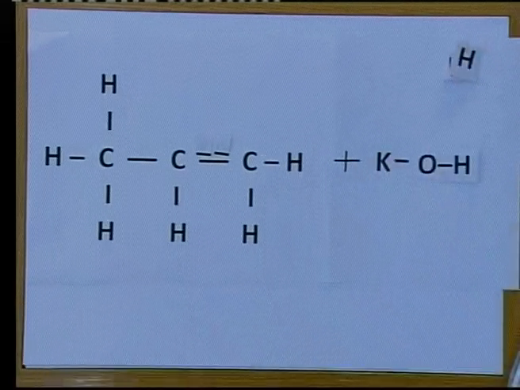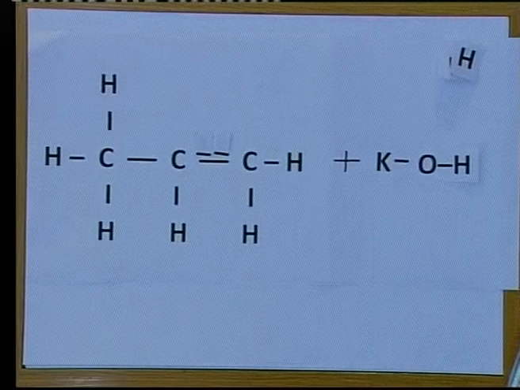So how would I know, when I've got an alkane that contains a halogen, so it's a haloalkane, and I've got KOH, whether it will undergo elimination or whether it's going to undergo substitution?